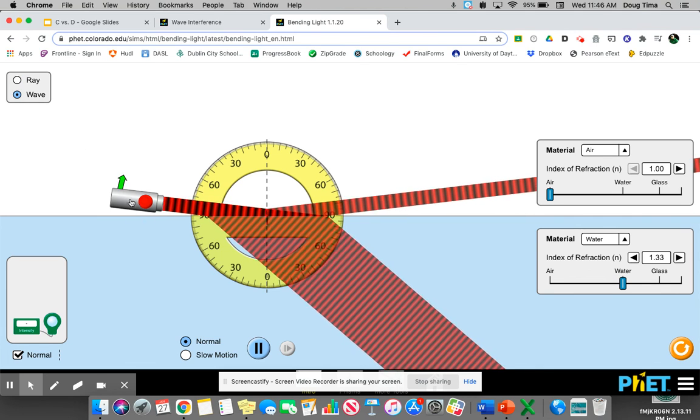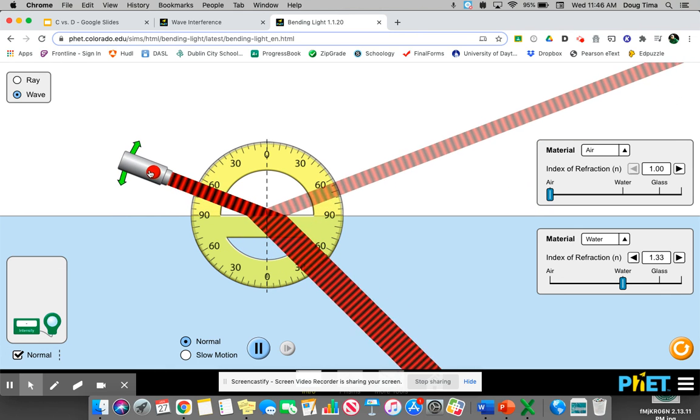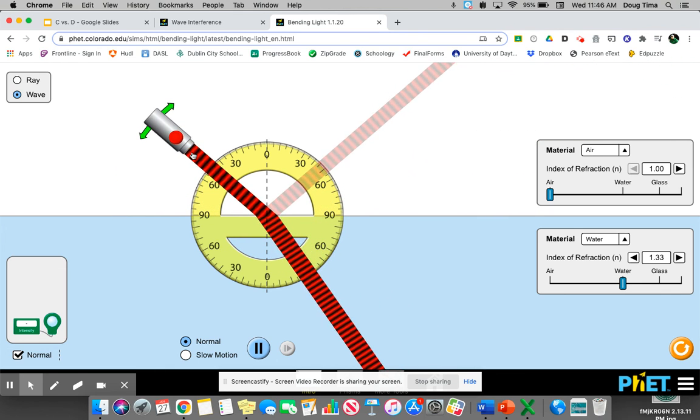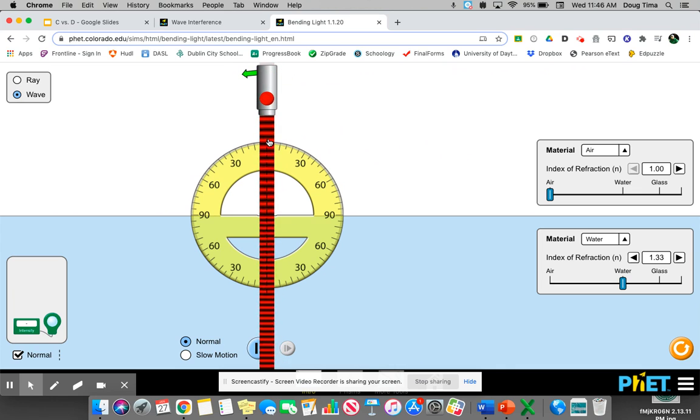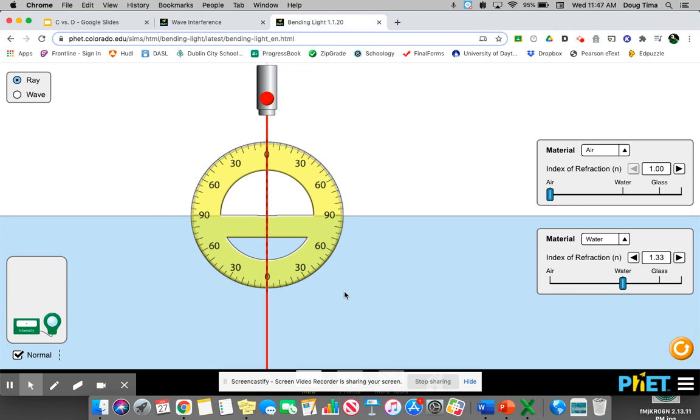I will go to the wave here. Same thing. It doesn't matter. It's the same idea. No matter what, those waves are equal to each other. Look at that. At 0 degrees, it's a perfectly straight line. If it's a ray that's reflecting, it's going to come straight back. And it doesn't matter because we're not talking about refraction. We're talking about reflection.